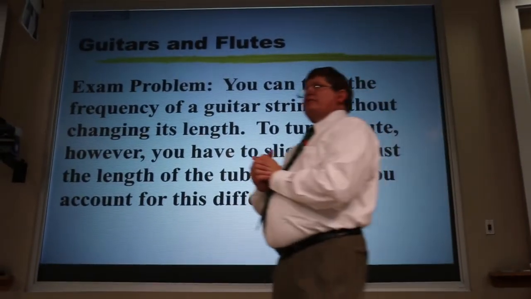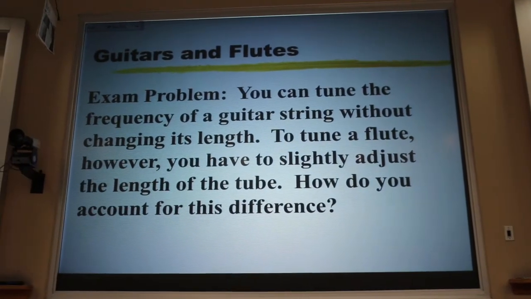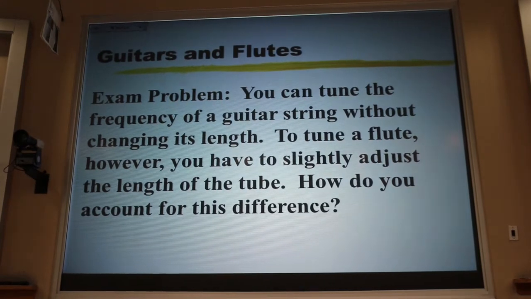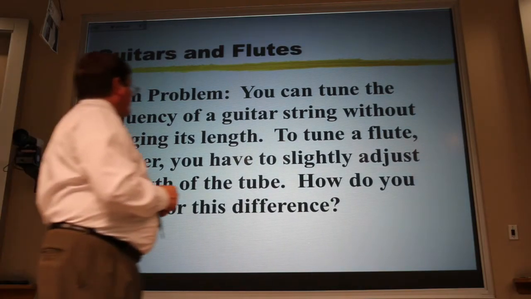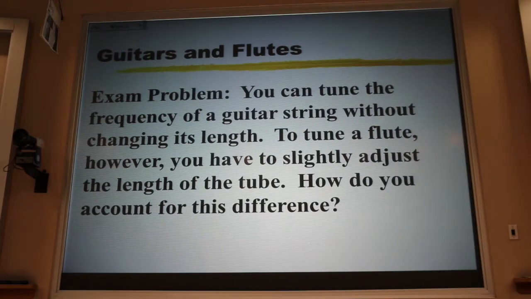I'd like to talk about this exam question. I put it on an exam many years ago, thinking that it would be a gimme, that everyone would get it right, that it would be very easy. The question is, you can tune the frequency of a guitar string without changing its length. To tune a flute, however, you have to slightly adjust the length of the tube. How do you account for this difference?